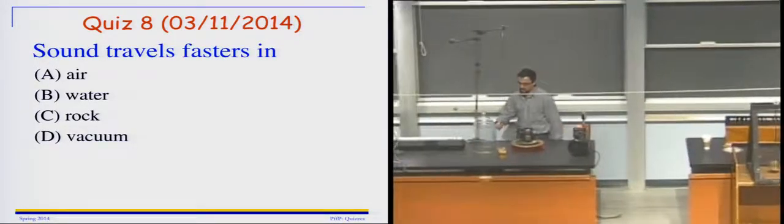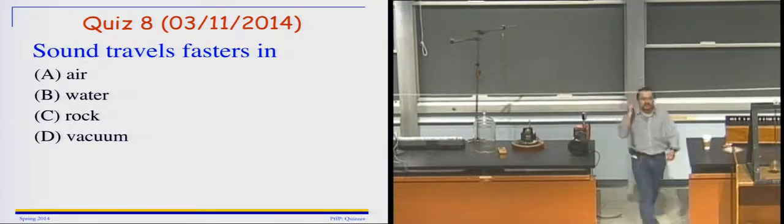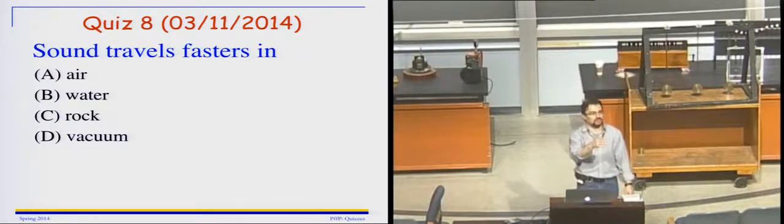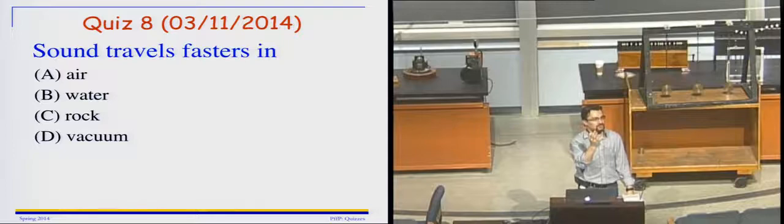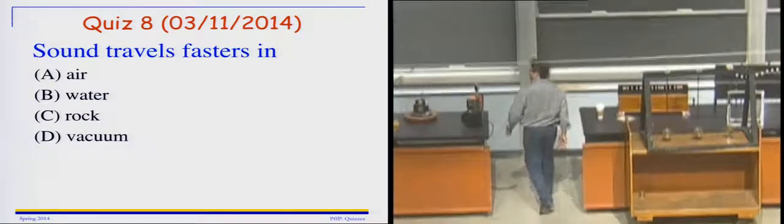And here's a demonstration. Sound requires an elastic medium to propagate. Sound is exactly the vibrations caused by pressure changes. So if there's no pressure, there's no changes. Therefore, no sound. Here's a demonstration of that.